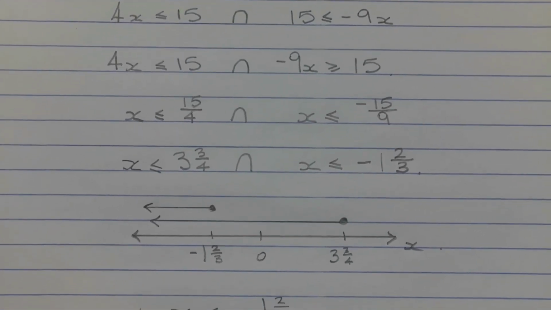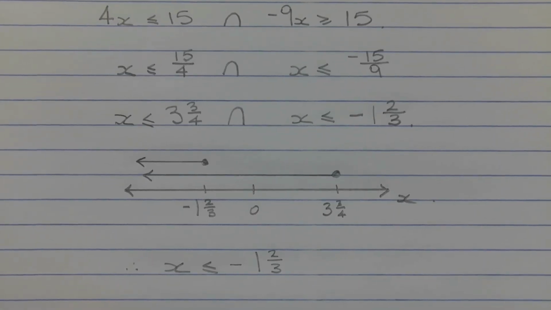Now graphing the solution on a number line, we get this diagram here. So we have x less than or equal to 3 3/4. Notice the solid circle here and the arrow pointing to the left.